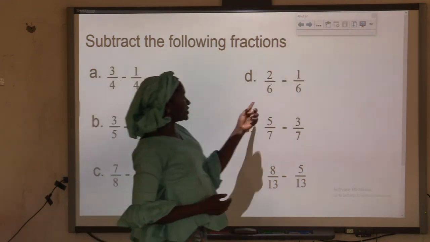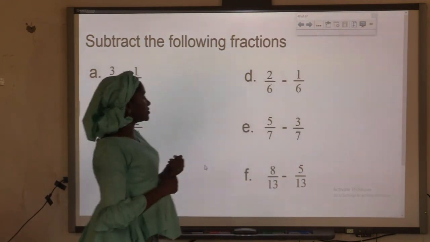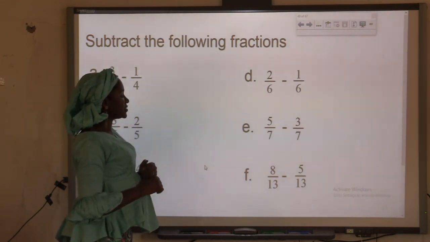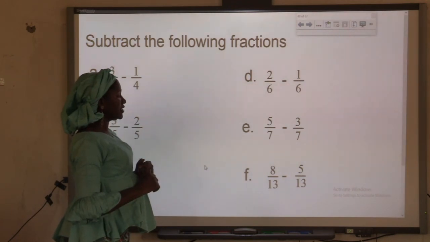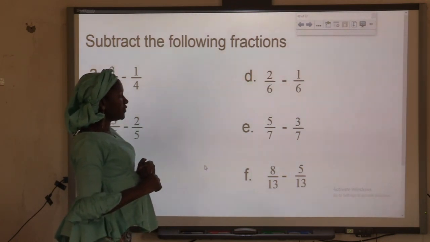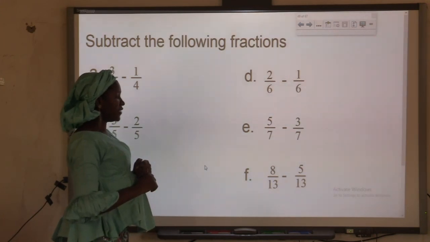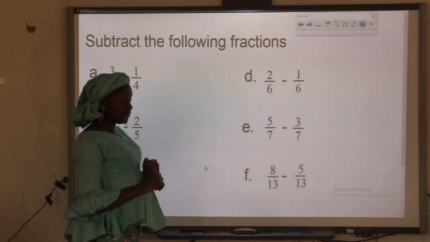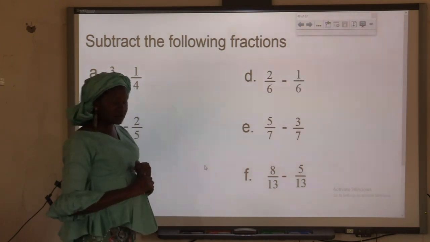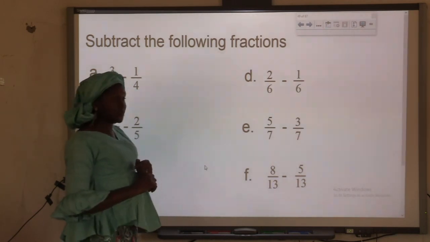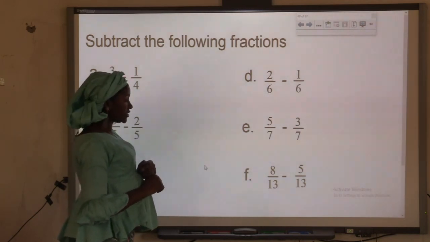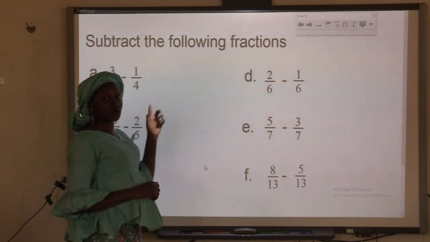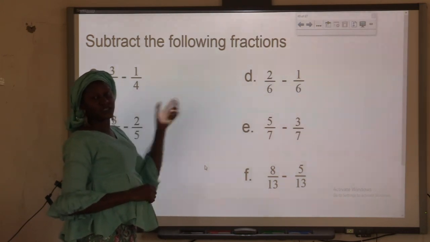D, 2 over 6 minus 1 over 6. E, 5 over 7 minus 3 over 7. And F, 8 over 13 minus 5 over 13. And remember, we are doing like fractions. The same denominator, consider the numerators.